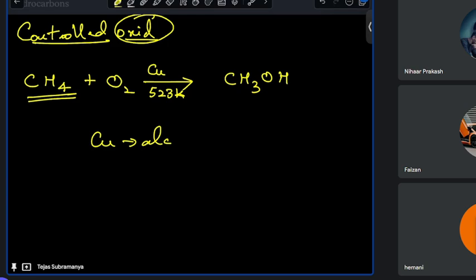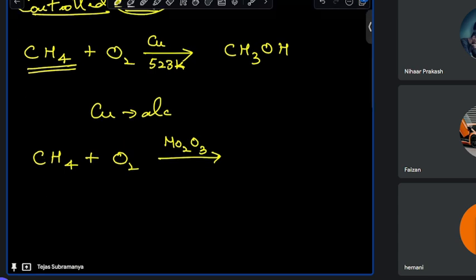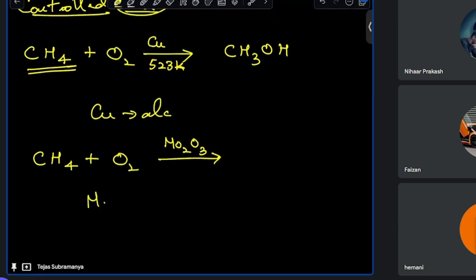Now, I'll take the same left-hand side. I will not balance it at this point of time. Same left-hand side, meaning CH4, I'll take. I'll add oxygen, same. But this time, I'll change the catalyst. I'll use molybdenum, molybdenum oxide it's called. Don't mug it up, fine, but you should be able to frame it. Mo2O3, molybdenum oxide. So when the catalyst is molybdenum oxide, Mo2O3, then the answer is always some kind of aldehyde.